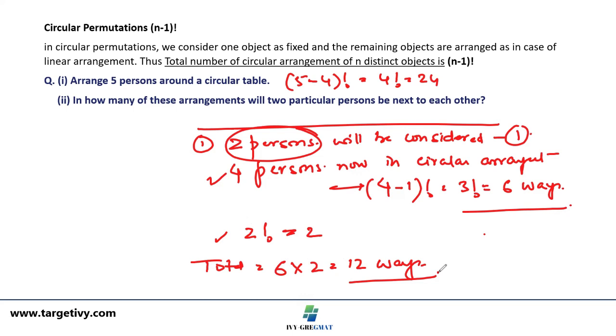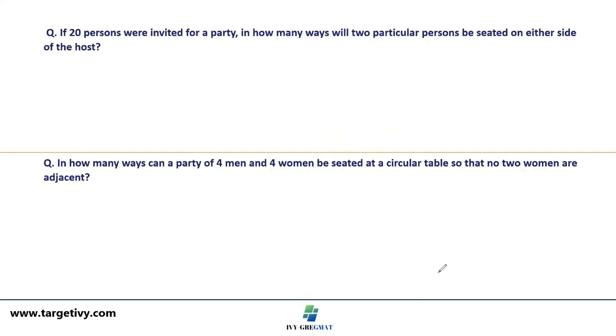Okay, let's go to the next one. If 20 persons are invited for a party, in how many ways will two particular persons be seated on either side of the host? The question itself is having a twist. How? Can anybody identify this twist? If 20 persons are invited and two particular persons will be seated next on either side of the host, so the total number is 20 plus one host. That makes it 21 people who are going to be seated. And here the two people will sit next to each other.